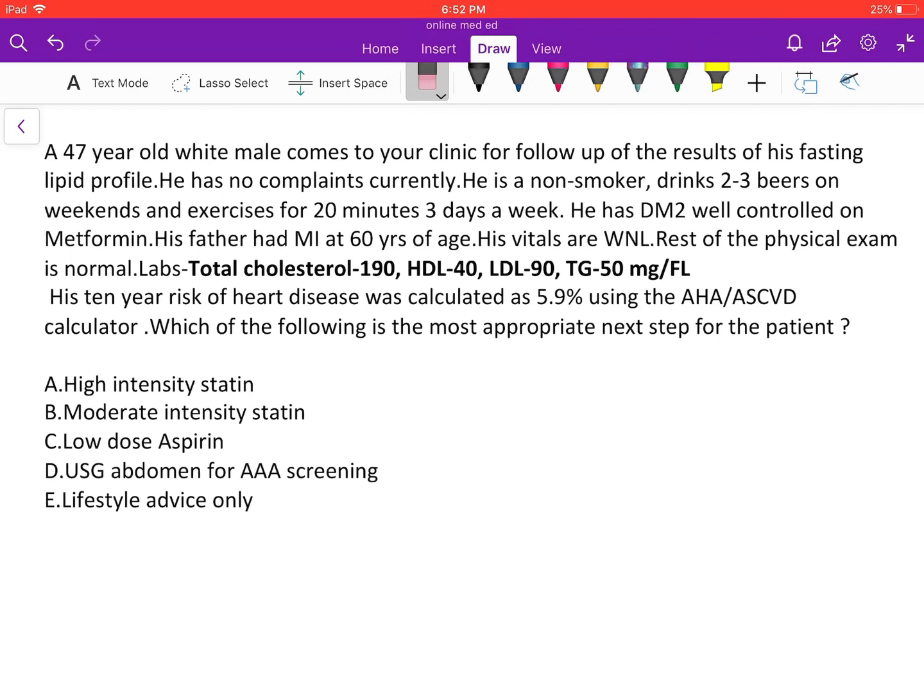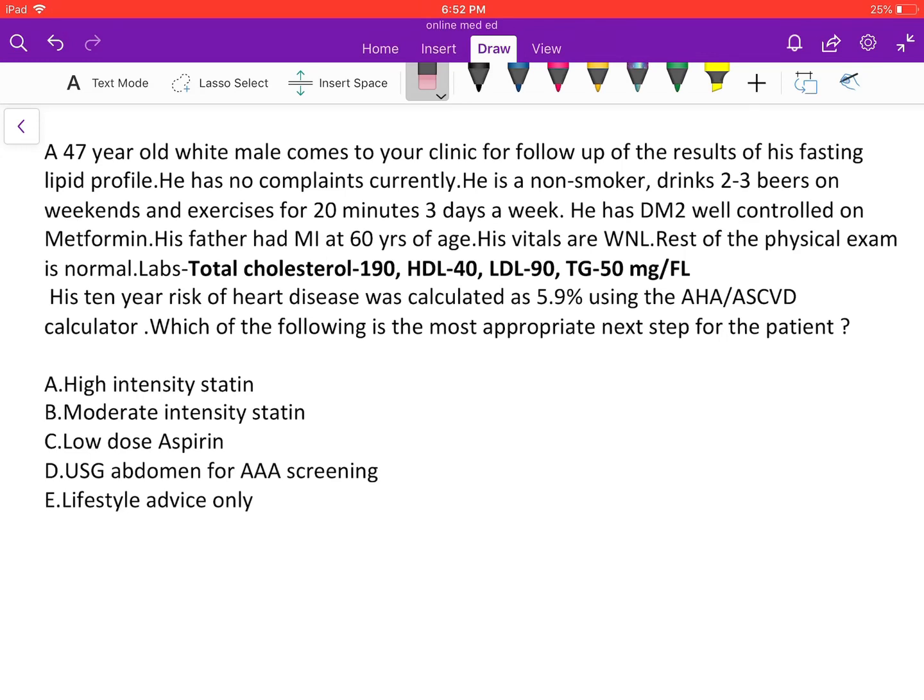Here are his labs. Then we use all this to calculate his 10-year risk of CVD using the AHA, also known as the pooled cohort calculator. Came out with 5.9%. What would you do next? Do you want to start him on statins, either high or moderate intensity? Do you want to start him on low dose aspirin? Or do you want to do an ultrasound of his abdomen to screen for an abdominal aortic aneurysm? Or you just want to send him home with lifestyle advice and then follow him up?